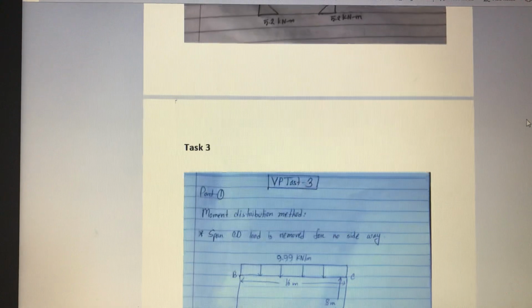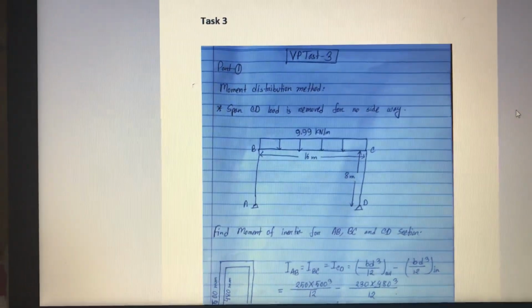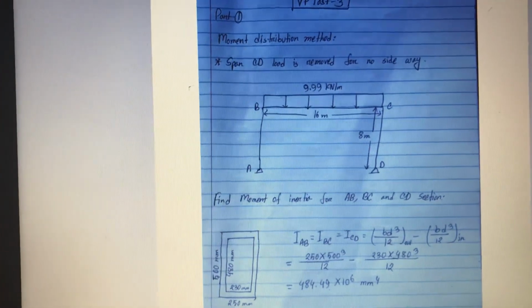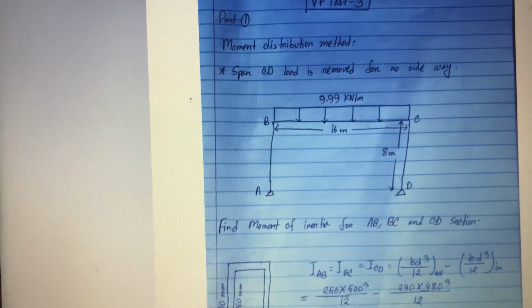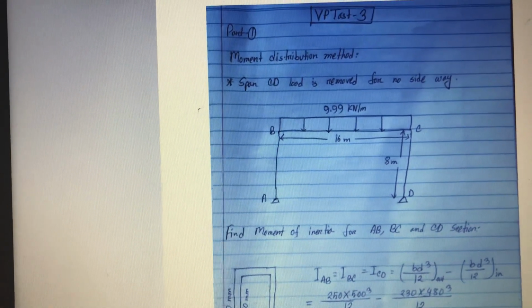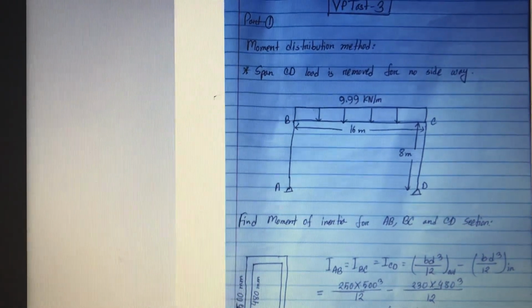Now let's move on to task 3. In task 3, we had to analyze the structure according to moment distribution method and approximate method. For the moment distribution method, I removed the CD load just not to have any side weight.